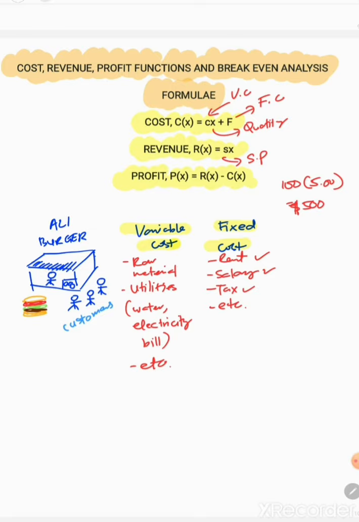Okay, nak kira profit, so to calculate profit, the formula is, okay, revenue yang tadi, which is, for example here we have 500, minus with the cost. Okay, cost yang kita kira tadi, variable cost dengan fixed cost. Alright, so I hope you understand this part.